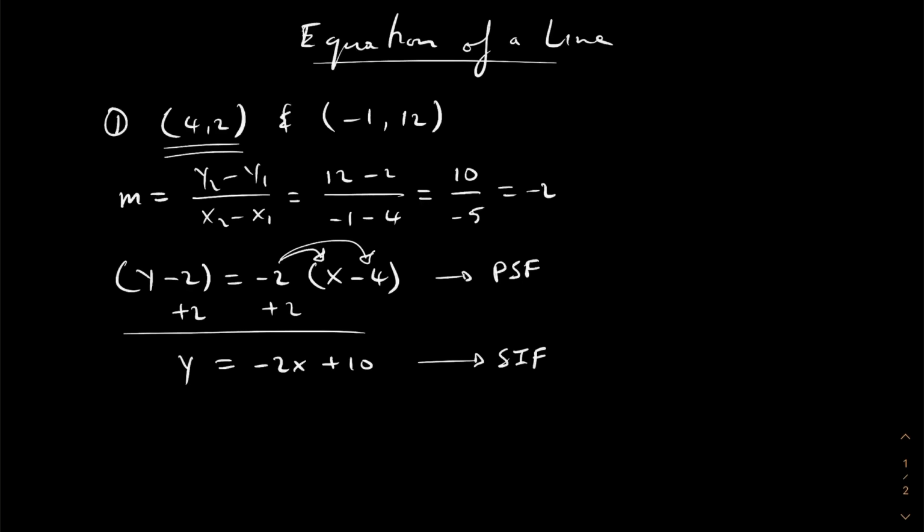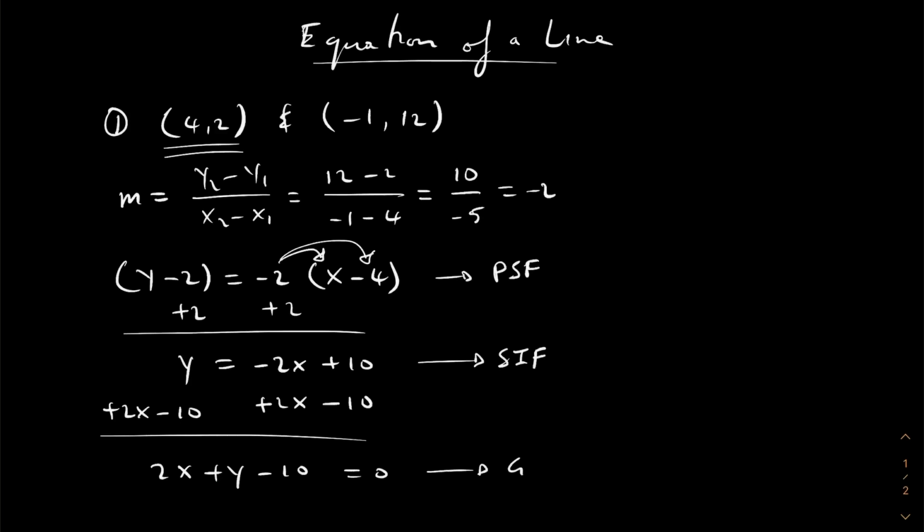And finally, if you were asked to give a general form of your equation, what you would have to do is move everything on one side of the equation so you can have something equals to 0. And so to do that here, all we need to do is move -2x plus 10 on the other side of our equation by adding 2x on both sides and subtracting 10 on both sides. And so that will give us 2x plus y minus 10 equals 0. And this will be the general form of your equation. And so each of these forms, the point slope form, the slope intercept form, and the general form, are acceptable answers for the equation of a line.